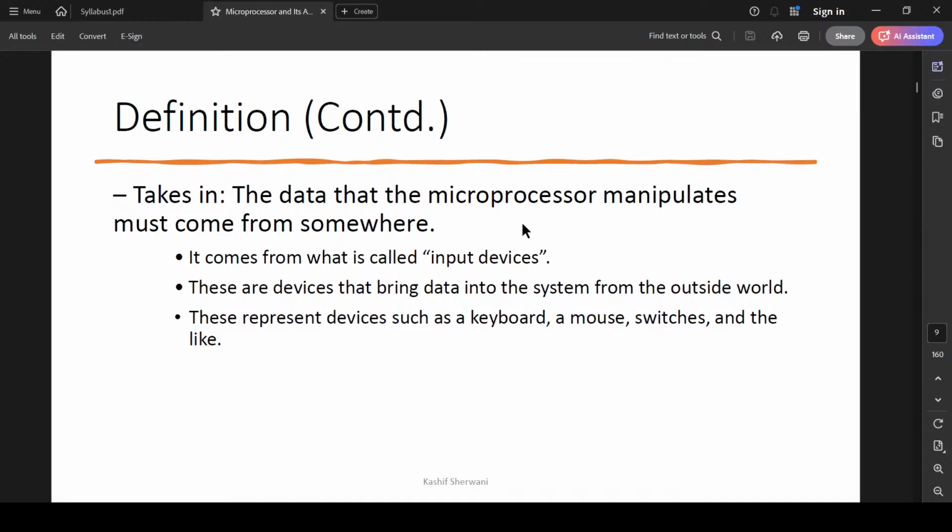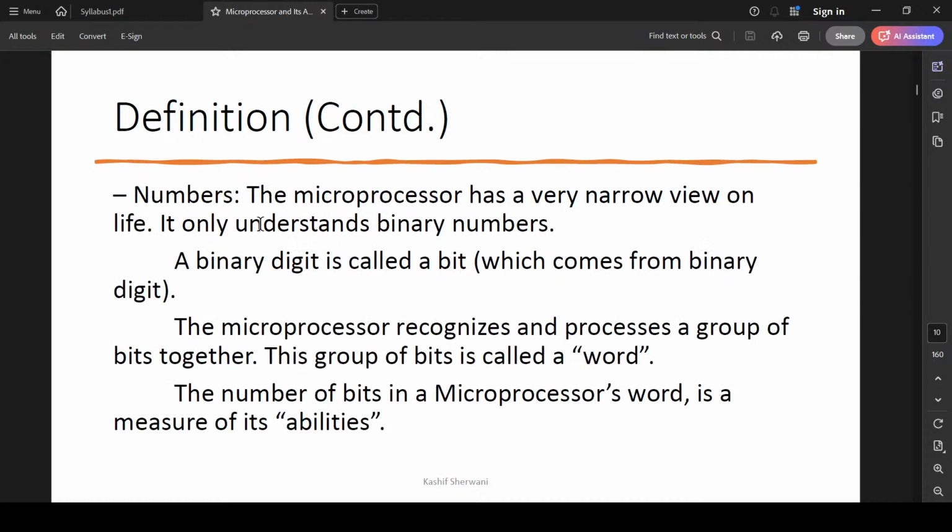The input devices are called input devices. The input data is coming from input devices from the outside world. It can be keyboard, mouse, very simple, X numbers. The microprocessor has a very narrow view on life. Oh, this is a philosophical line. It only understands binary numbers.